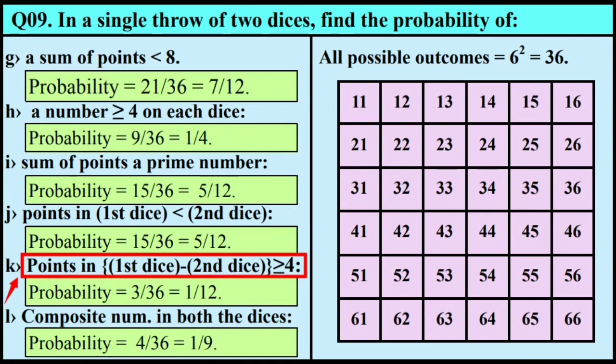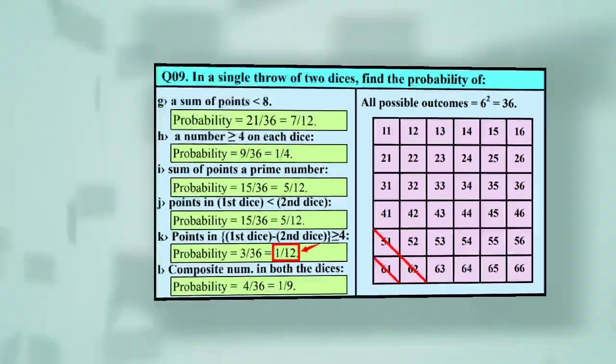Number K. Find the probability of getting points in first dice minus points in second dice 4 or more. Since the question speaks about difference of points in two dices, hence we look for a line parallel to left diagonal. Here two such lines parallel to left diagonal are there, where the points obtained in first dice is 4 or more than the points obtained in second dice. Hence, the number of favorable outcomes is 3. Therefore, probability is 3 by 36. And the answer in simplified form is 1 by 12.